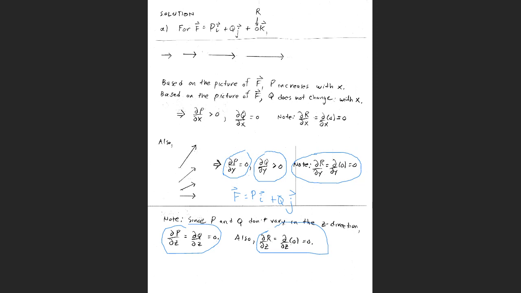So now we have enough information to answer the questions in this problem. Part A, the question was, is the divergence of the vector field positive, negative, or 0? And part B asks, is the curl of the vector field equal to 0? I'll show you that on the next page. But are there any questions at all?